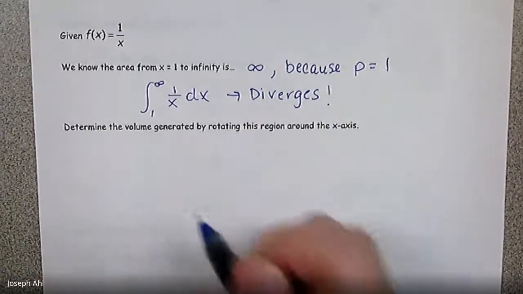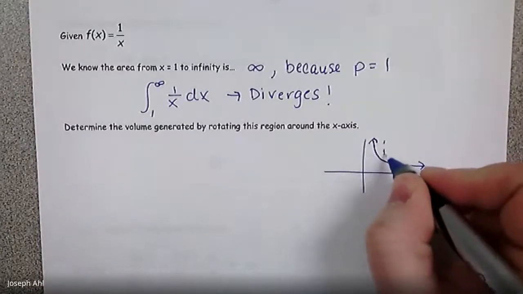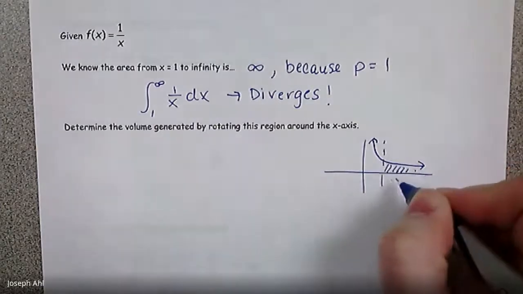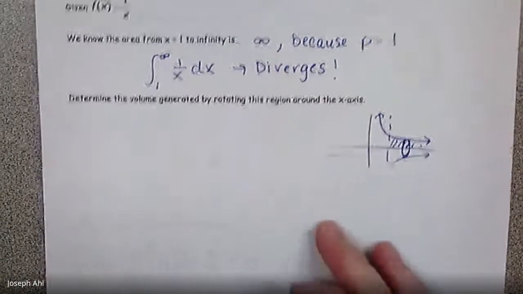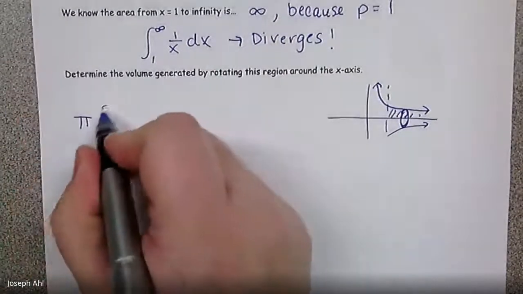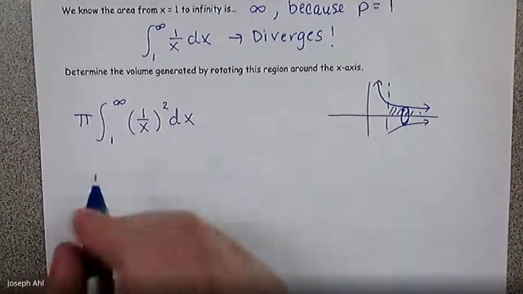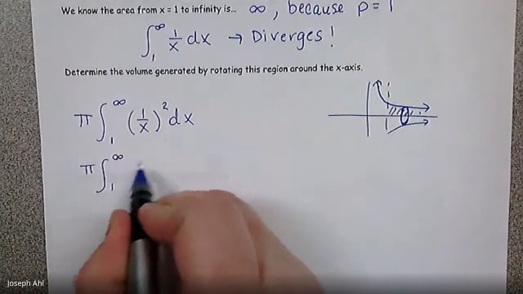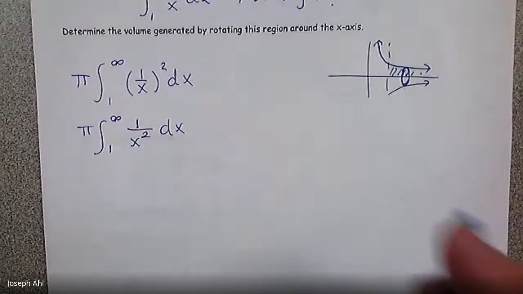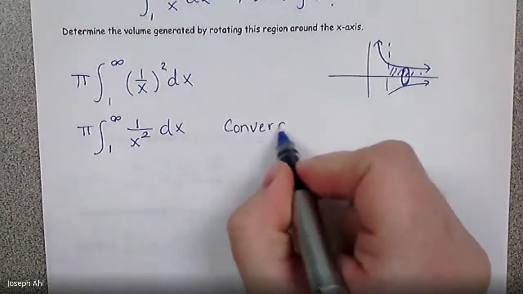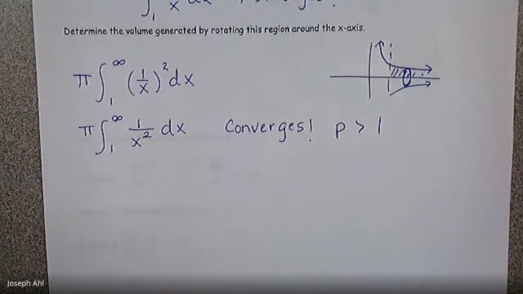So now if we think about 1 over x from 1 to infinity, we're looking at this region right here and spinning it around the x-axis. It's definitely going to be a disk method here. So we're going to do pi times the radius squared, pi from 1 to infinity of 1 over x squared dx, which is pi times the integral from 1 to infinity of 1 over x squared. And we already know the results here. We know that this converges because that value of p, the denominator's exponent, is bigger than 1.